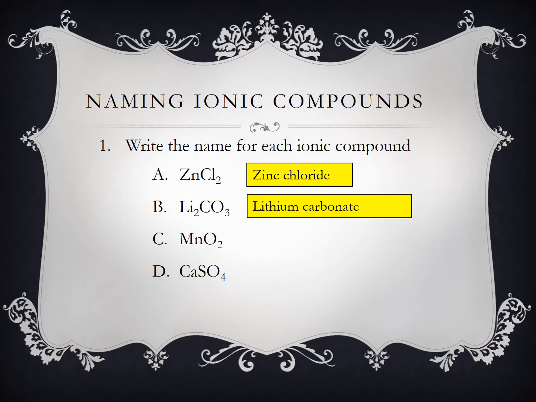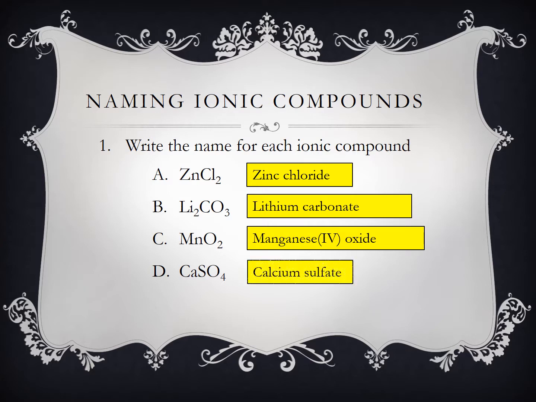MnO2 is manganese. This one's a little tricky because you have to know that oxygen is -2. That means manganese had to be 4, because it gets reduced to MnO2. And then you have CaSO4, again a polyatomic, which has 3 different elements. So it's calcium, and you have to look up what SO4 is, and that's sulfate, which eventually you should know by heart.